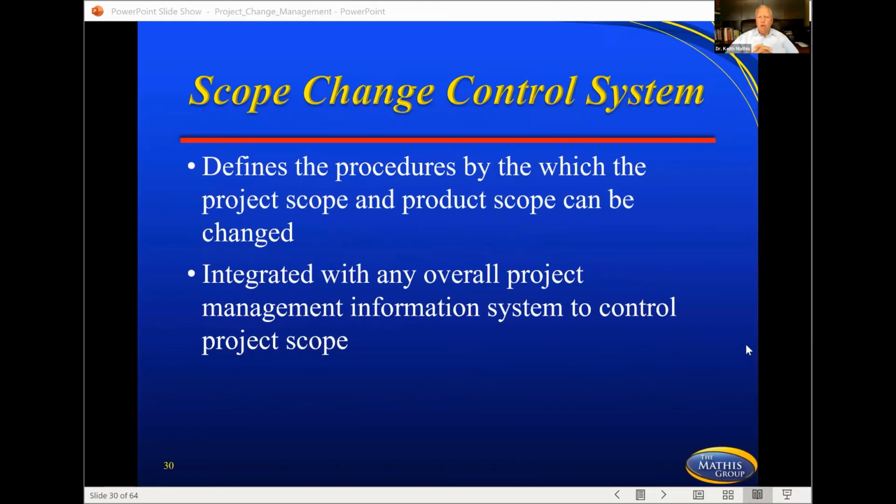Now, when we look at scope change control system, it defines the procedures by which the project scope and product scope can be changed.